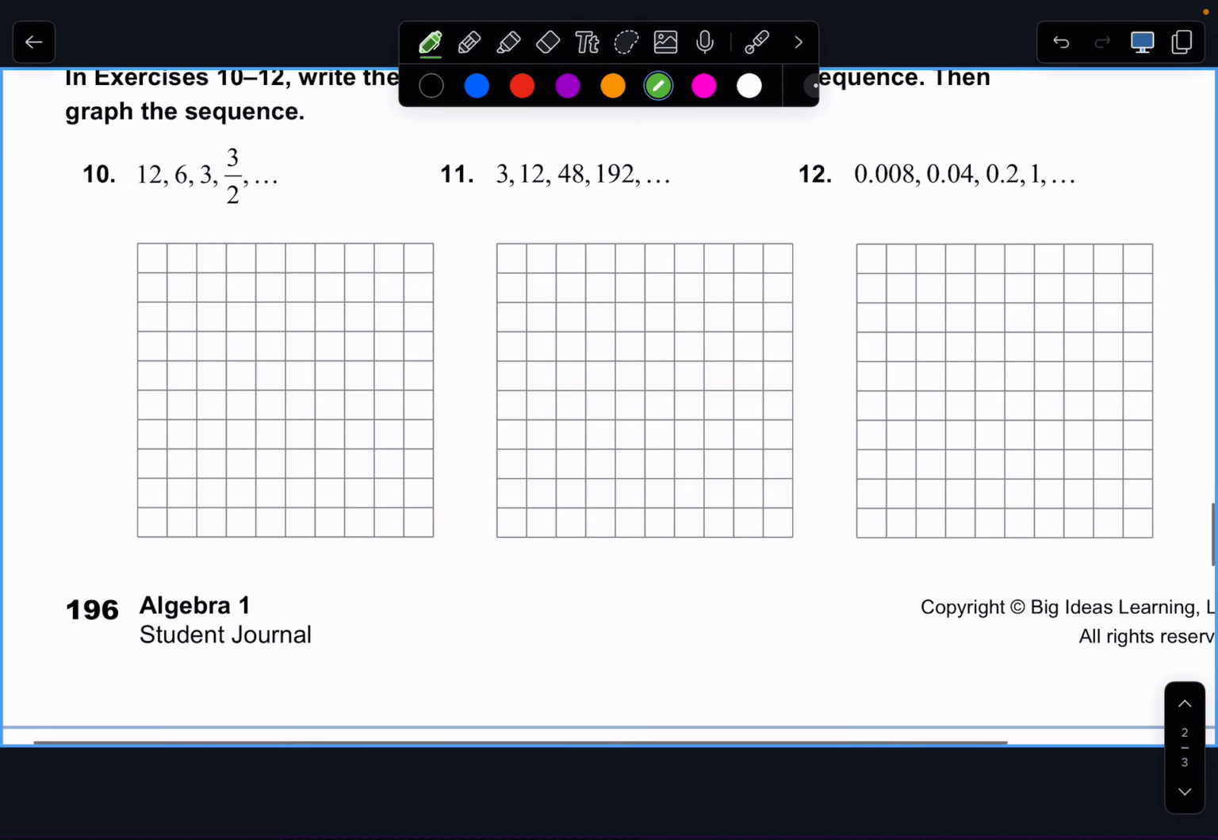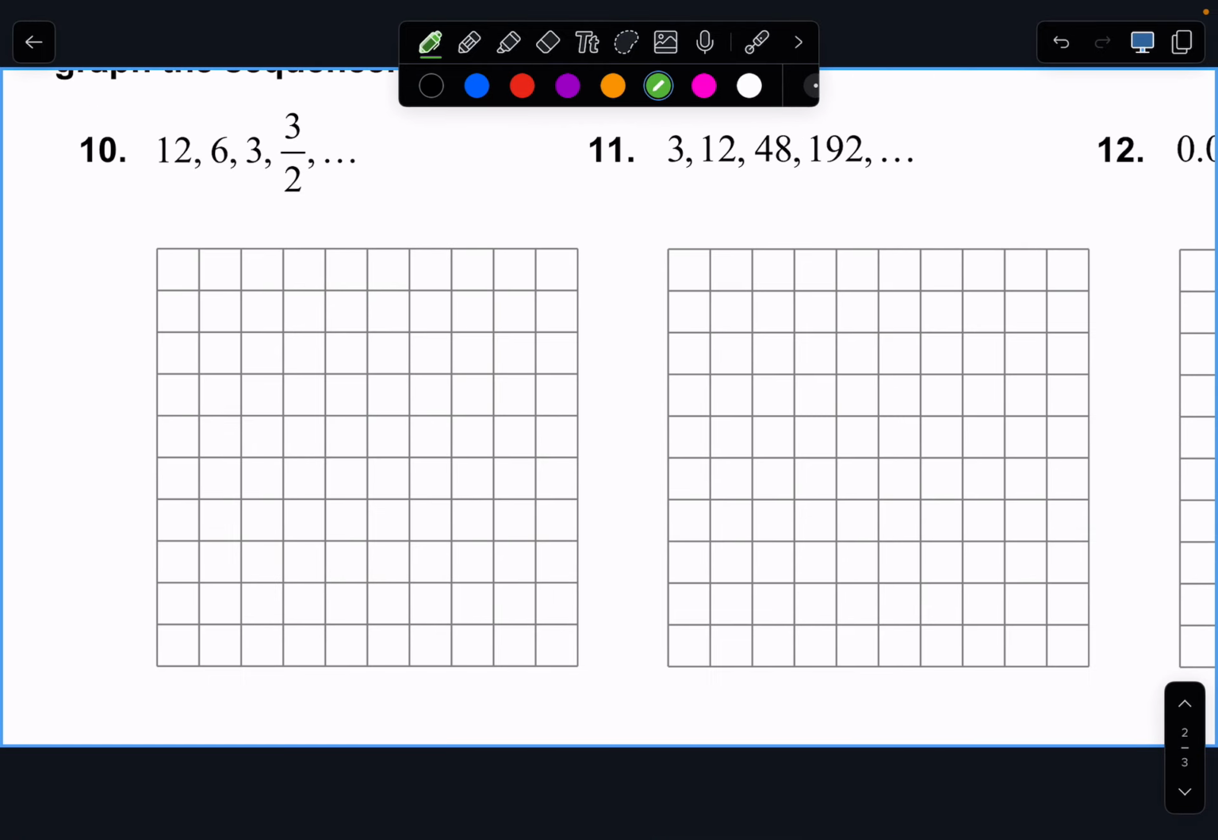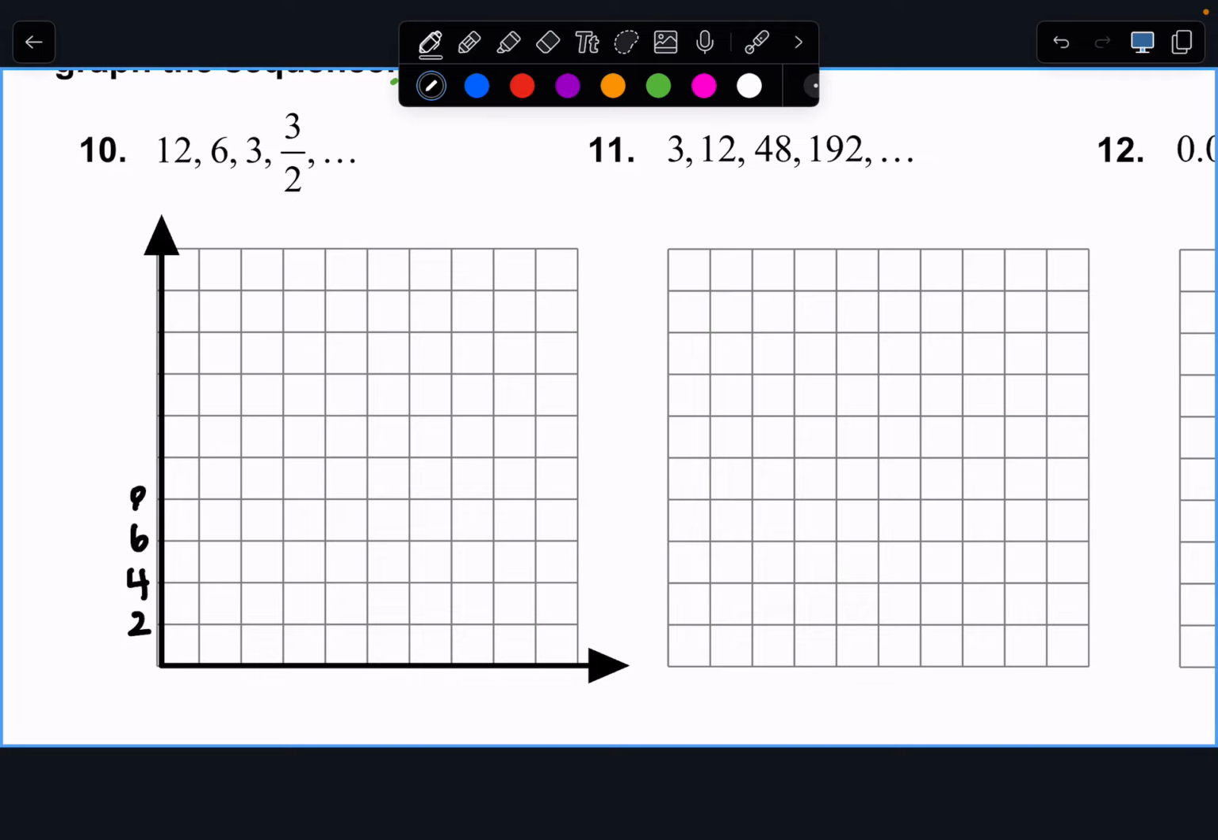All right, the last thing I want to talk about is this graphing right here. Okay. So when we talk about graphing a sequence, we really are only graphing in the first quadrant. And this is how we would do it. Let's see. 2, 4, 6, 8, 10, 12. Okay, so I'm going to give you some time to do exactly what I did on number 10's graph.